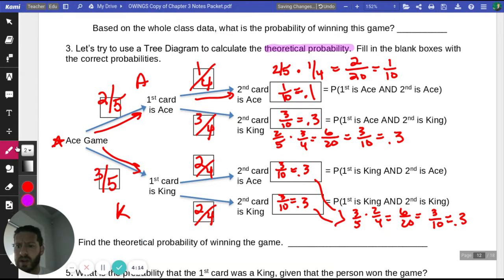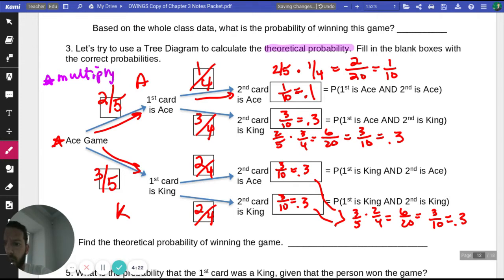On those tree diagrams, I like to wrap the tree diagrams up and put a little note here, and I like to say multiply down, in this case to the right, the tree. So we're multiplying as we go down the tree as we have more and more events occurring.